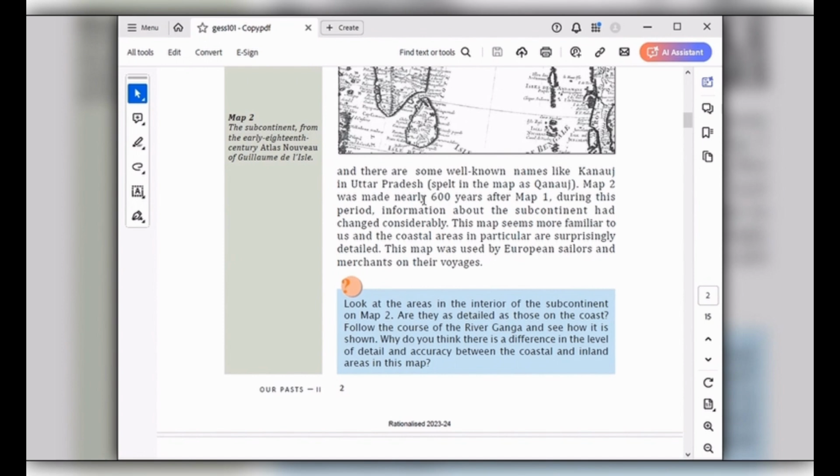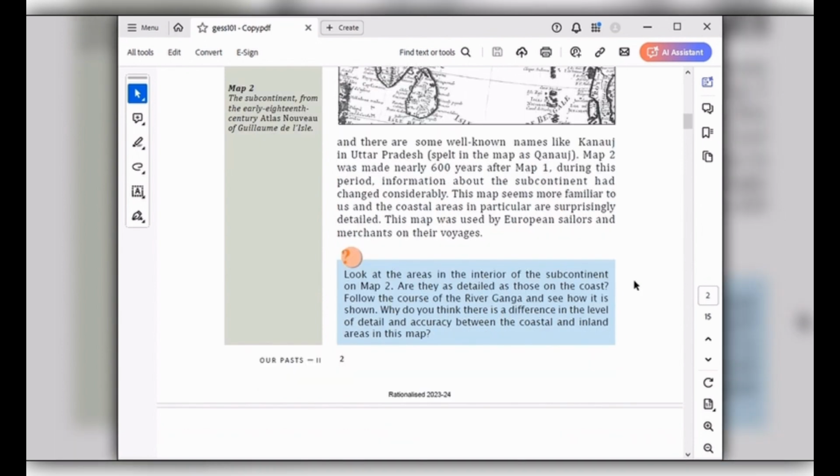Map 2 was made nearly 600 years after Map 1. During this period, information about the subcontinent had changed considerably. This map seems more familiar to us, and the coastal areas in particular are surprisingly detailed. This map was used by European sailors and merchants on their voyages.